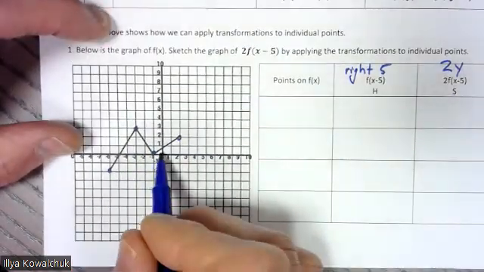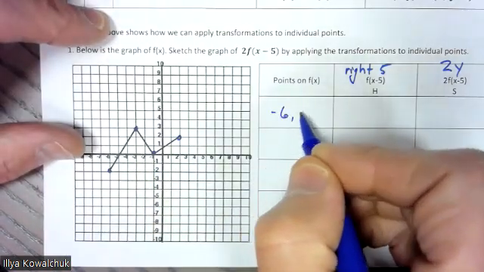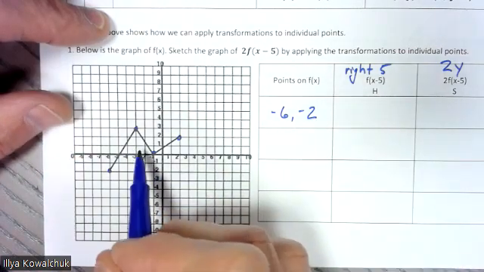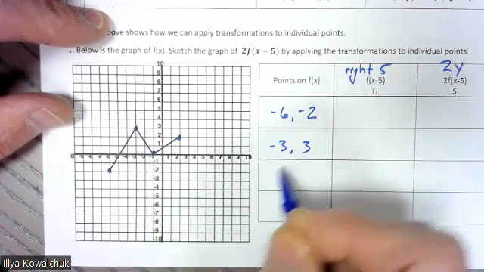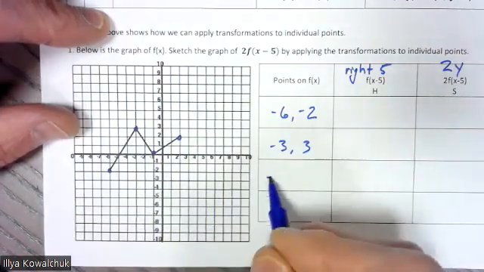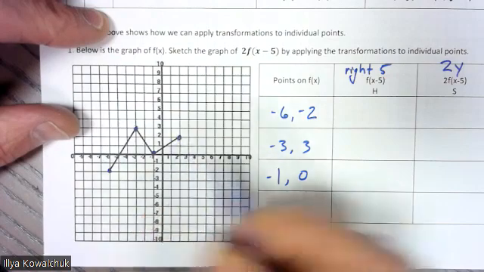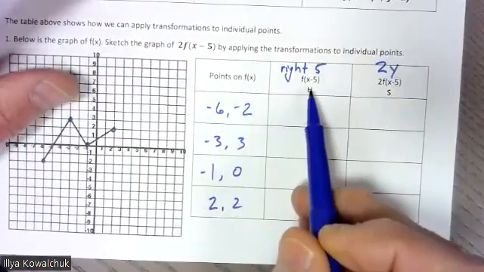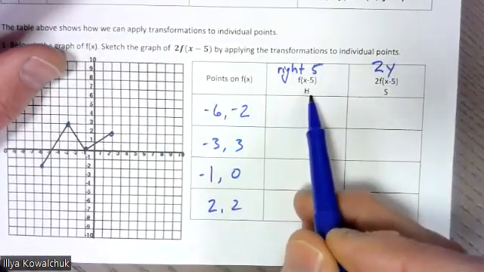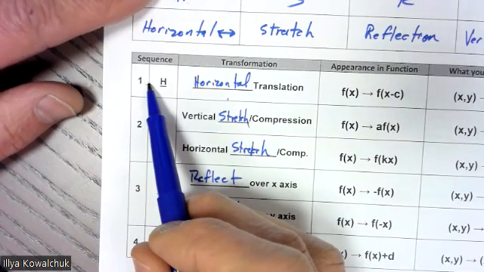So this first point here is -6, -2. So we got -6, comma -2. And then up here, I have -3 and up 3. And then over here, I'm at -1, comma 0. And our final point is going to be over 2 and up 2, 2, comma 2. Now, what I did here was I sequenced it. This is a horizontal shift. So that's why it's number 1. Horizontal is number 1.